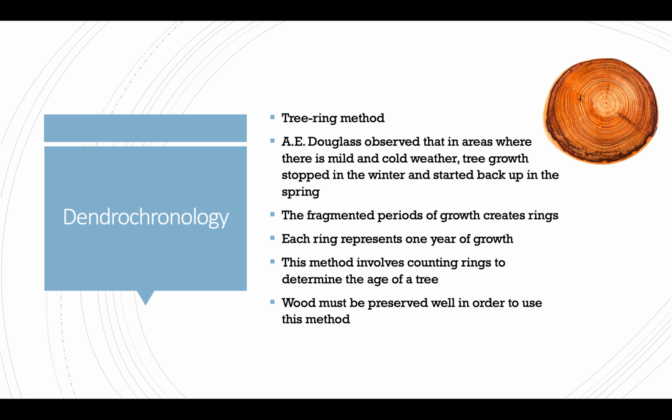A researcher, A.E. Douglas, observed that in areas where there is mild and cold weather, tree growth stopped in the winter and started in the spring again. The fragmented growth periods create visible rings when looking at a cross-section of the tree. Each ring in the cross-section represents 1 year of growth. So this method basically involves counting each ring to determine the age of a tree. The one drawback is that wood must be preserved well in order to use this method.